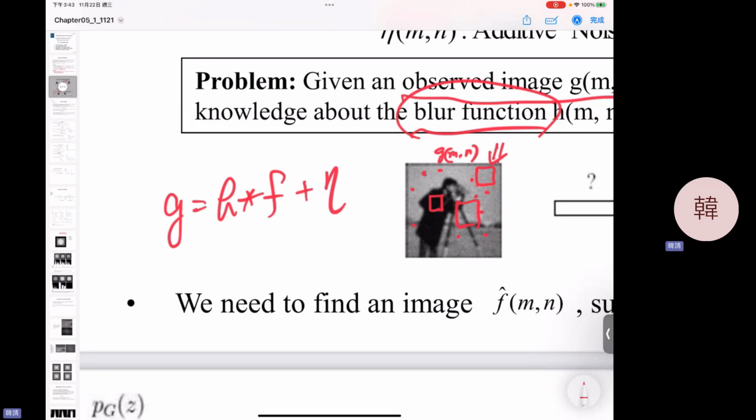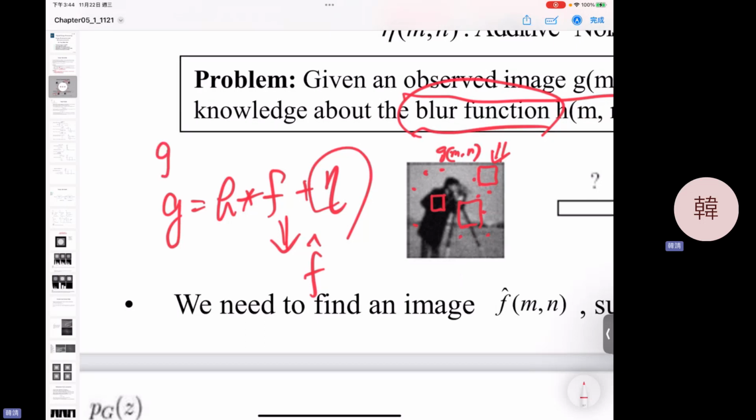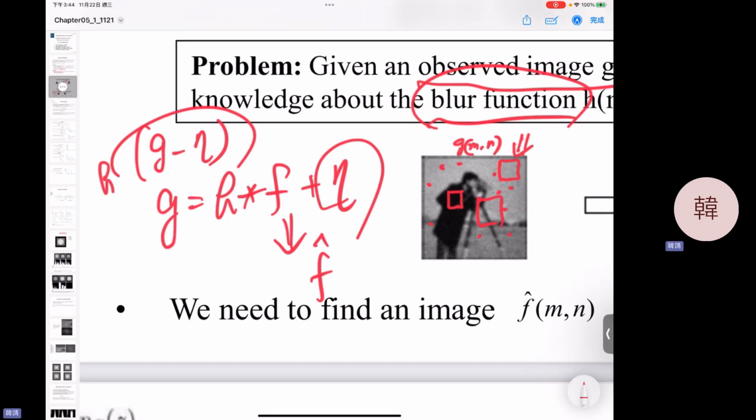So what can you do? How can you go back to F here? So the first approach, you should take away the noise and then inverse back. So if I were you, I will do this one, minus this one, and then inverse transform of the H filter. So it becomes like this operation. So how can you do that one?